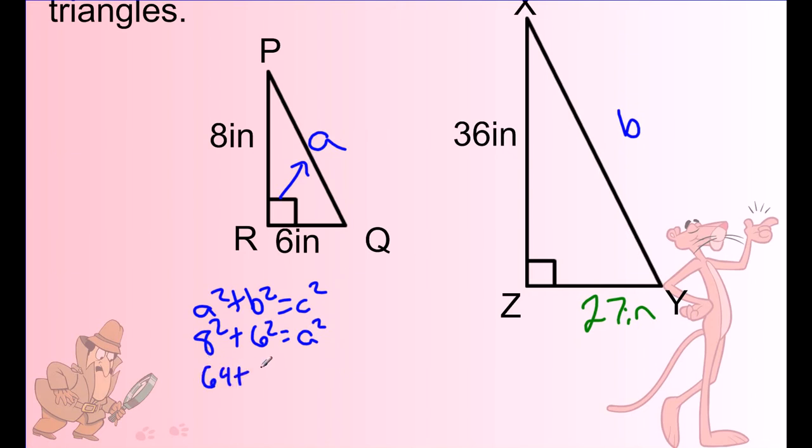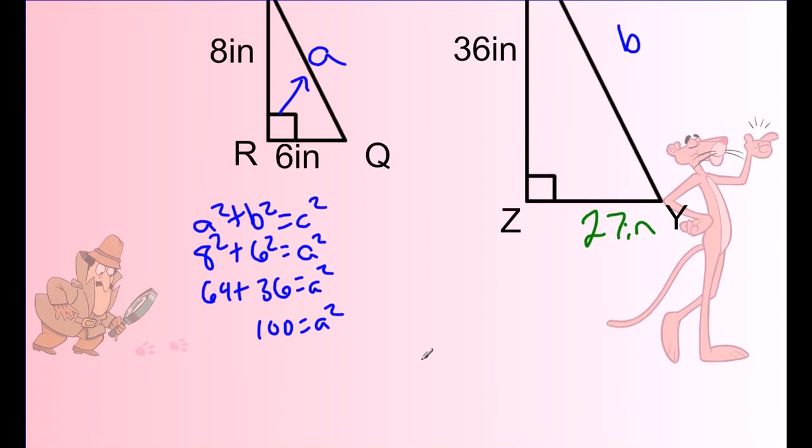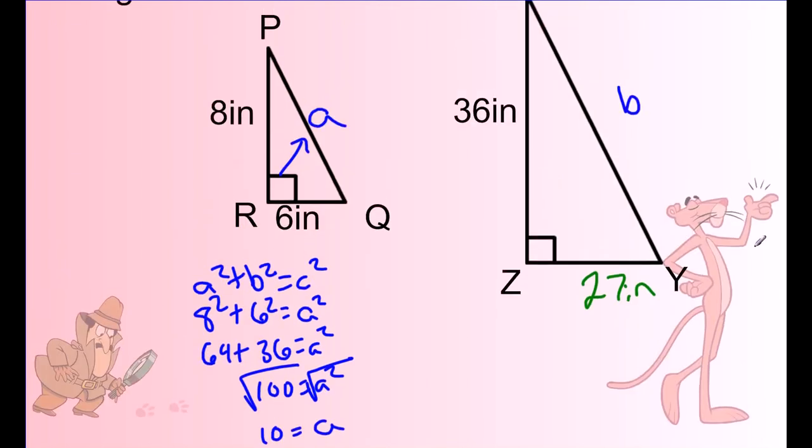64 plus 36 equals A squared. 100 equals A squared. And that means that A, if I square root each side, equals 10. All right, two down. I know that this side is 10 inches. Now we just have to find this letter B.